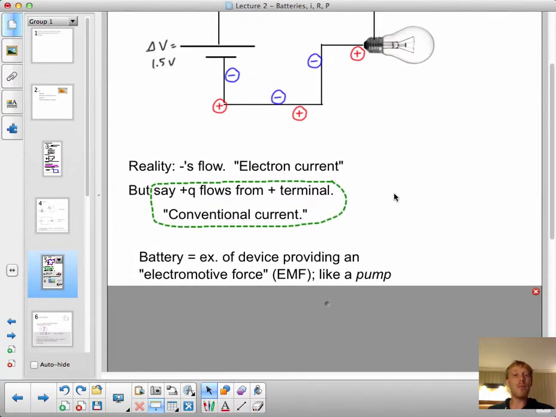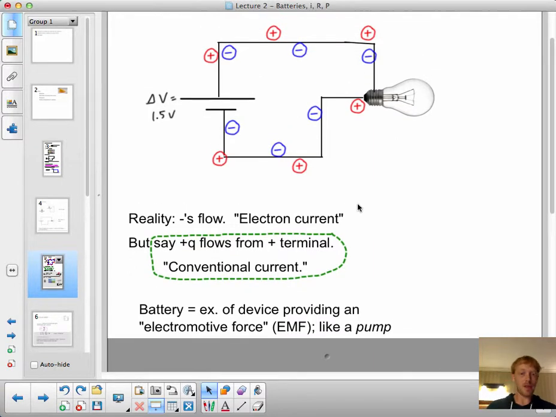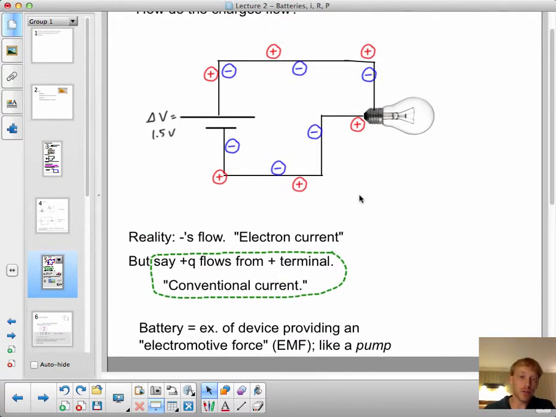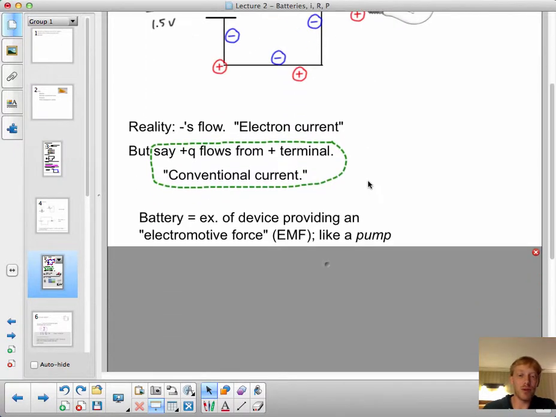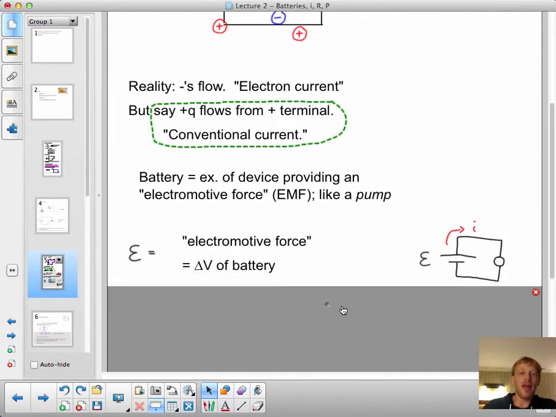All right. A battery is an example of a device that provides an electromotive force. It is like a pump. EMF is the way we abbreviate electromotive force. And here's a schematic of the circuit that I made above. There's the bulb there. That is the Greek letter epsilon, and it is used to abbreviate electromotive force.